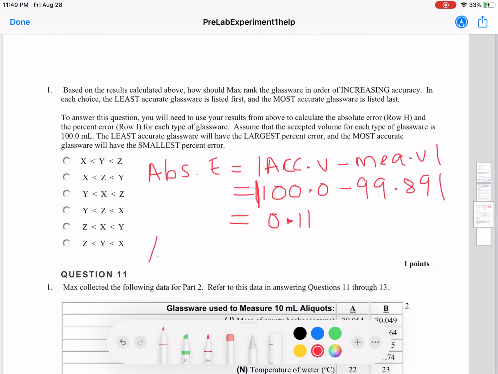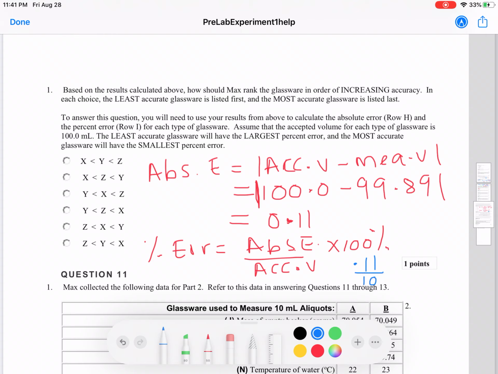And then how do you calculate the percent error? Percent error is going to be absolute error divided by accepted value times 100. Remember, this equation you can find in your handout. So the absolute error is 0.11, and your accepted value is 100 times 100, and this 100 gets cancelled. So the percent error for the first piece of glassware, which is X, is going to be 0.11.